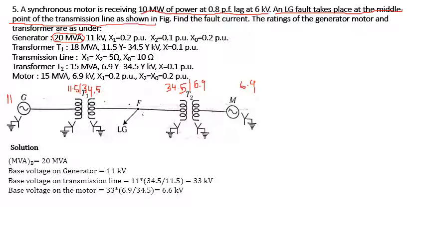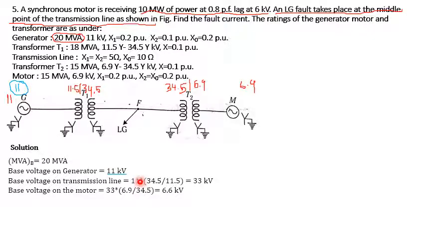So this is the new MVA for generator G1. In an examination you can circle it, because you are not allowed to use different colors of pen; it is not advisable. Now we have to calculate the voltage on the transmission line and the motor.